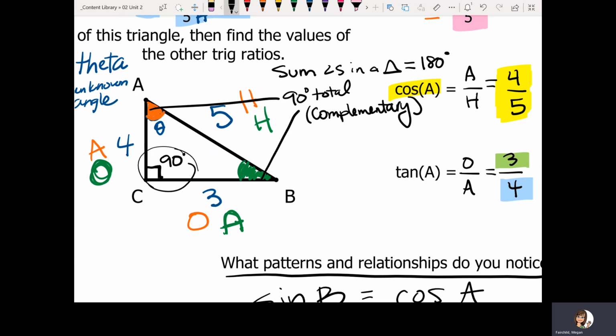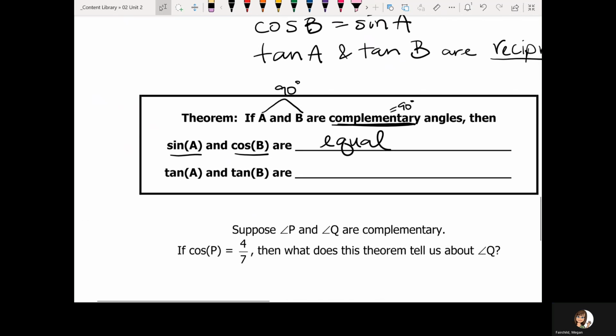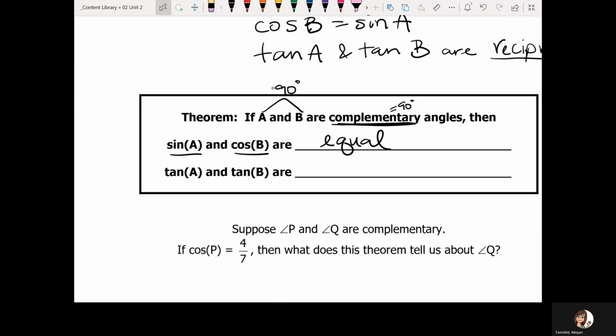So the theorem is when you have complementary angles that are equal to 90 together, sine of A and cosine of B are equal. That's what we just showed. Tangent of A and tangent of B are reciprocals. You're going to see this in all different forms in this unit, okay?